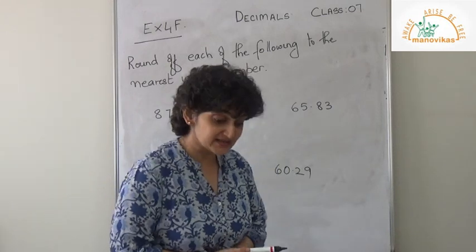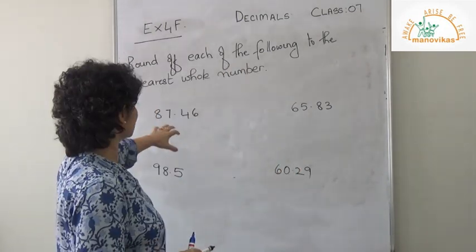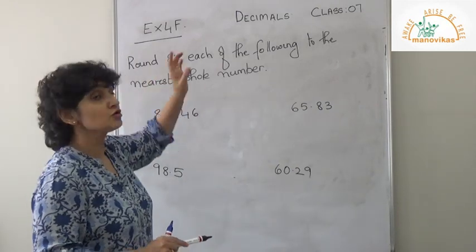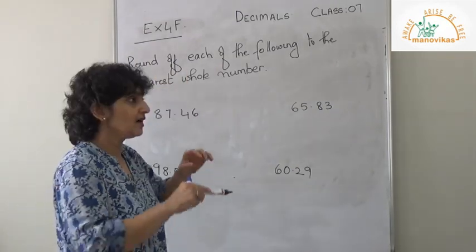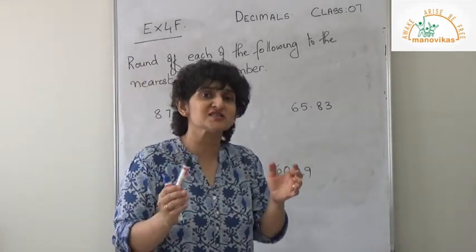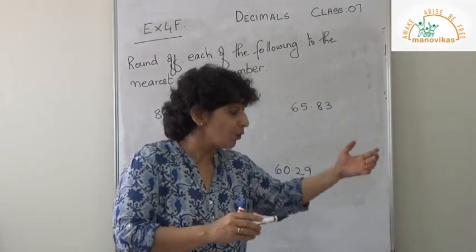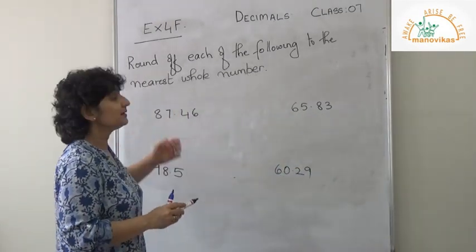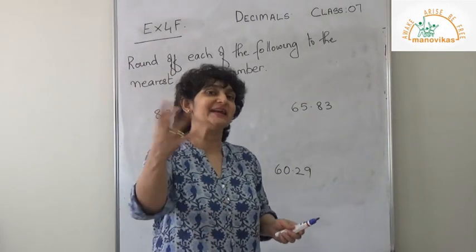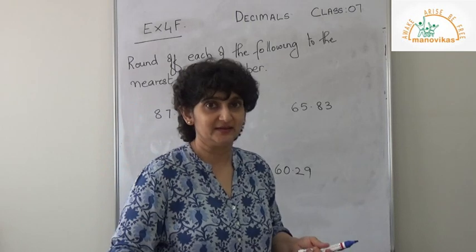Alright, now exercise 4F. Let me do the examples directly from your exercise itself. I've picked out this. Round off. Now we are rounding off. We are getting it to just a number which is maybe one number bigger than what you have. Like for example, when you say you have got say 19 and a half and I say round it off. So that would become 20, right?